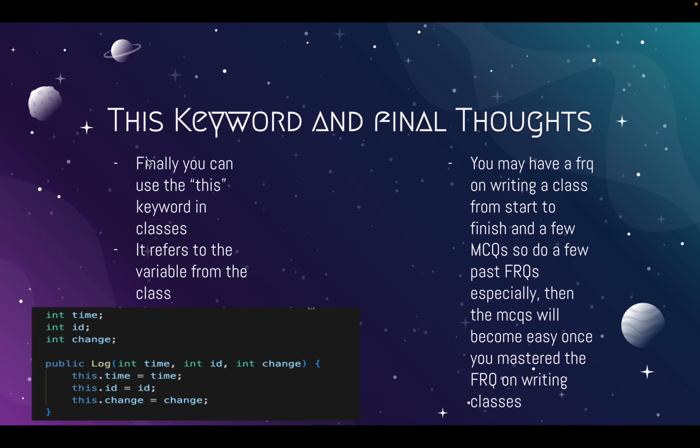So one more thing you need to know. This is generally what inside a class looks like. You'll have some variables here, and then you have the constructor, and you initialize the variables inside the constructor. You can use the this keyword to access it, because both of these are time, both of these are ID, both of these are change. Java doesn't know which one is from the class and which is from the method. So you need to use this dot, and that will put the time from the class, not the time from the constructor. Or you can just have different names for these variables.